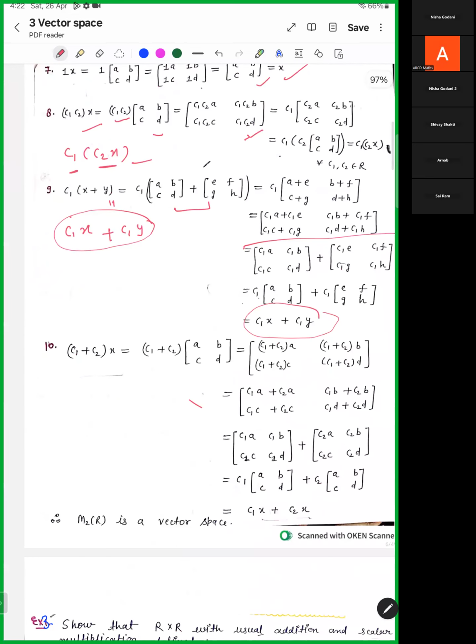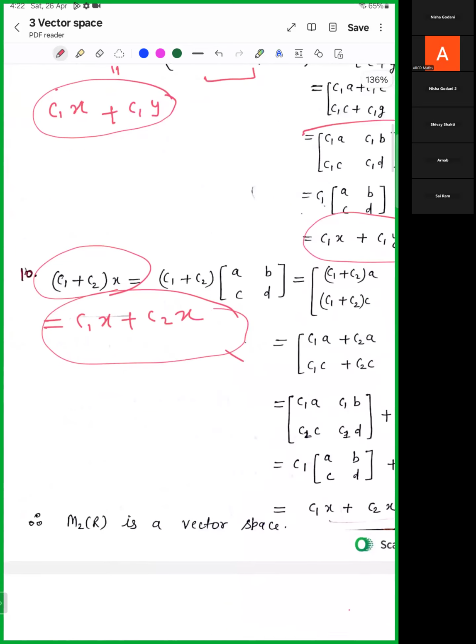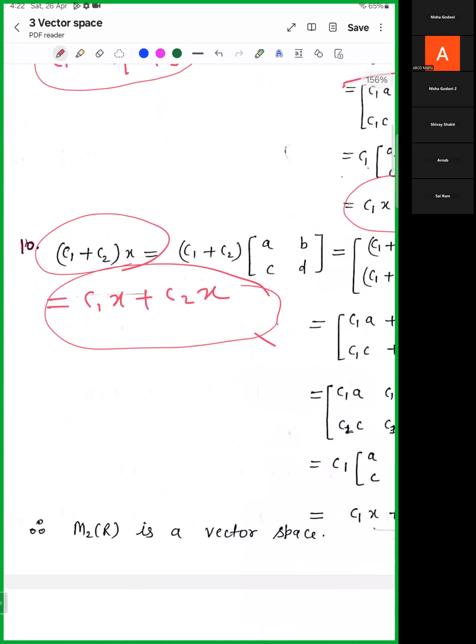Then 10th axiom is C1 plus C2 times x. Means you add two scalars and multiply it in vector. So C1 plus C2 times x is also equal to C1x plus C2x. So you can separately evaluate LHS and RHS and show the equality of both. So in this way, we can say that M2, the set of all 2 cross 2 matrices over real numbers, is a vector space.